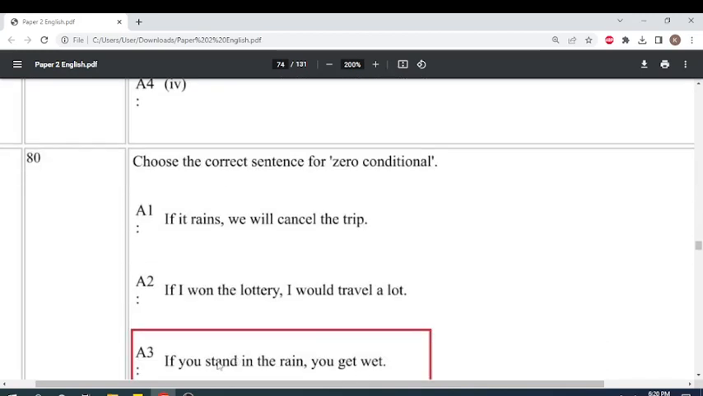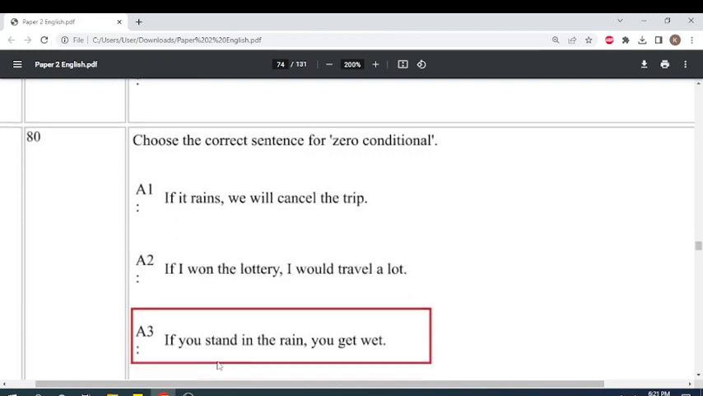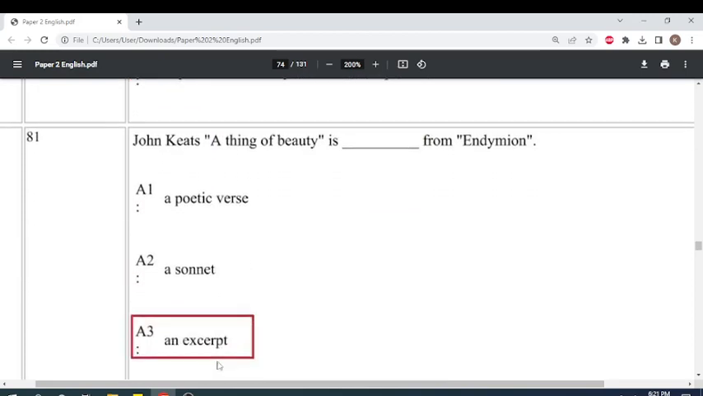A2. Choose the correct sentence for zero conditional. If you stand in the rain, you get wet. 81. John Keats, A Thing of Beauty is dash from Endymion. Answer A3, an excerpt.